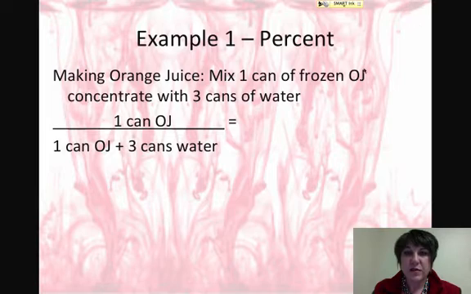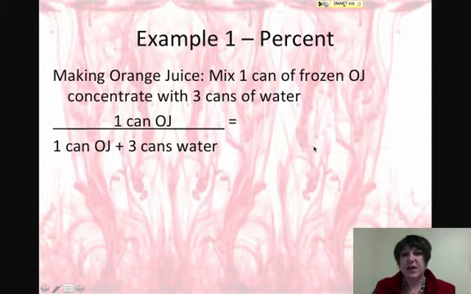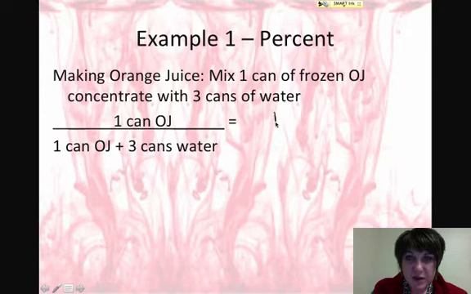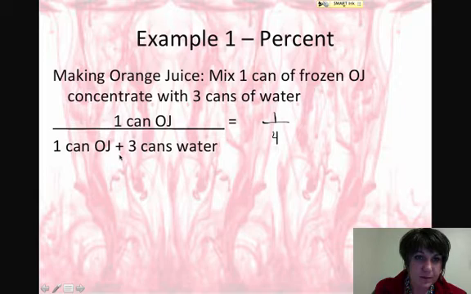Here's an example of a simple percent by volume, and you may have done this before. To make orange juice, I normally take 1 can of frozen orange juice concentrate and mix it with 3 cans of water because that's what the directions say to do. So that gives me 1 can with the orange juice and 4 total cans of juice and water together. So my total solution goes in the bottom, in the denominator.